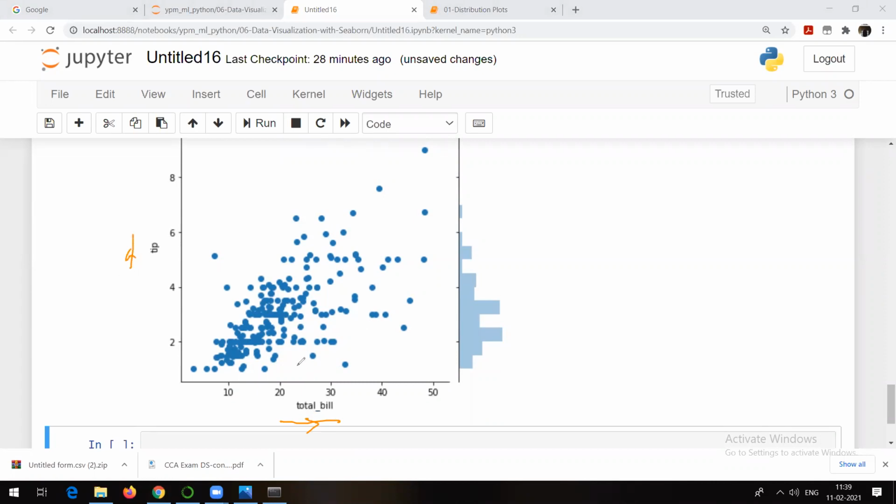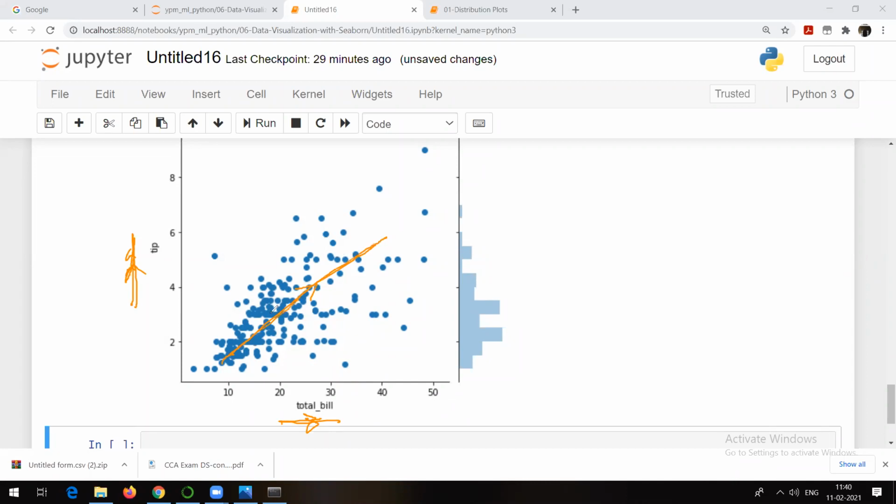Now, what is the relation between them? You can see that as and when total bill increases, tip is also going to increase, and it's a common thing, right? If you visit a restaurant, maybe you might be 10 people, so obviously the bill amount will be more. So there's more chance that you are going to give some tip to the waiter. So it is somewhat linear, right?